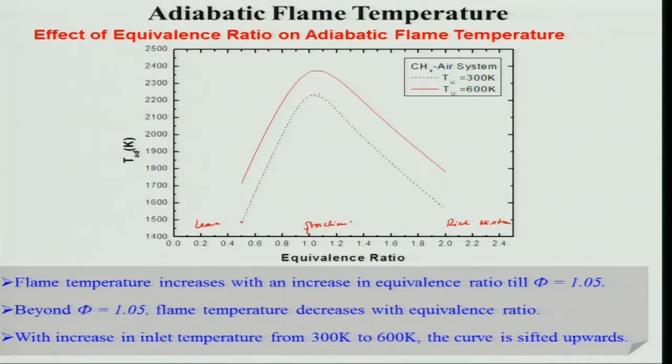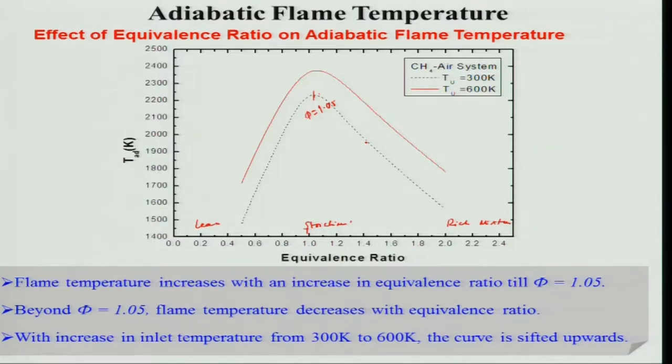That means it increases from the very lean mixture, goes up to a peak value, and then decreases again. This peak value for hydrocarbon occurs around phi equal to 1.05. Keep in mind the slope is steeper on the lean side, and it is a little less steep on the rich side, right? Why is it so? It is a matter to be pondered about.